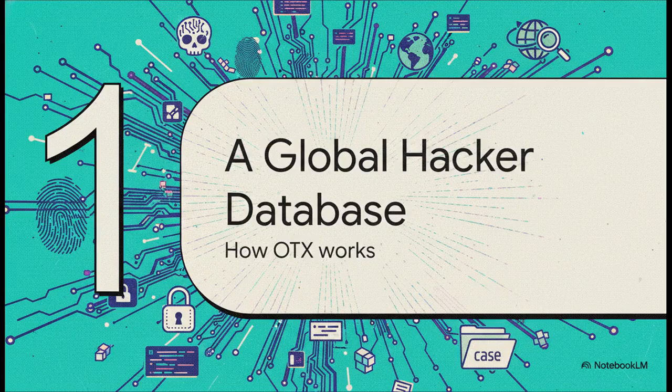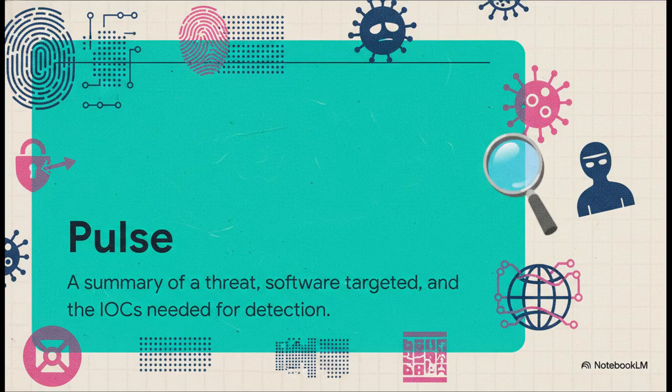So let's talk about this global hacker database and how OTX works. It's pretty much a massive shared database of hacker calling cards. It's a place where this huge community of security researchers, we're talking tens of thousands of them, upload their case files on the latest attacks for everyone else to see and use. Now on OTX, these case files have a special name. They're called a pulse. A pulse is basically a full report on a specific threat. It'll tell you what the attack is, who it's going after, and most importantly, it gives you that list of digital fingerprints, the IOCs, that you need to find it on your own systems.